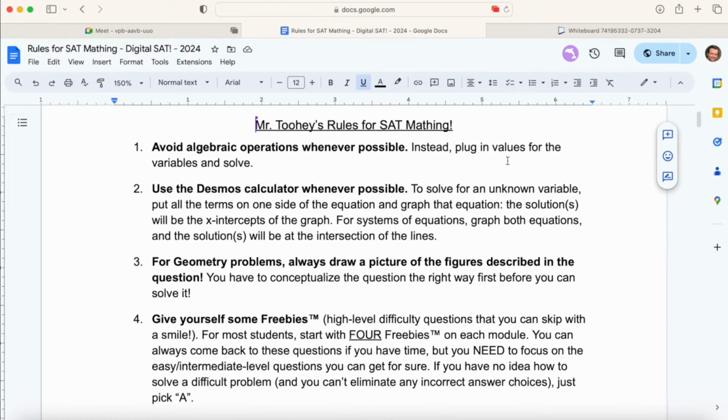Let's jump into some new questions. But before we do that, I want to go to the rules for SAT Math real quick. Can you see that on the screen share, ladies? Yes. Okay. Good.